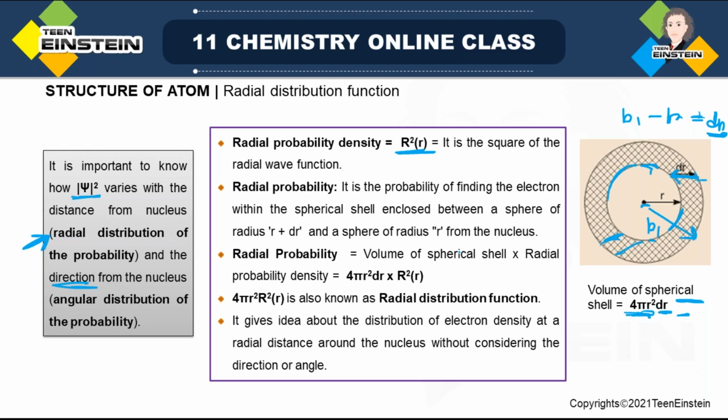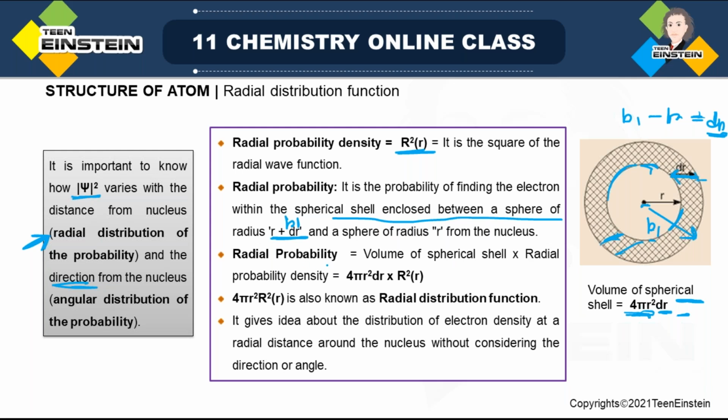So radial probability is basically the probability of finding the electron within the spherical shell enclosed between a sphere of radius r plus dr, which is nothing but r1, as I have mentioned, and the sphere of radius r. In between this space, whatever volume is there, the probability of finding the electron in that volume is known as radial probability.